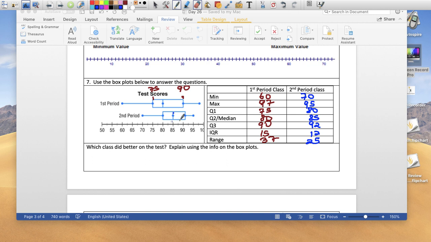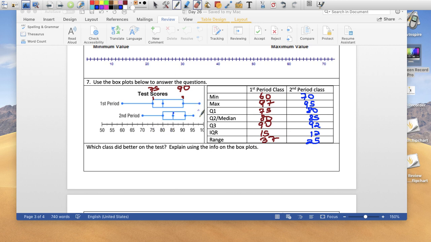Okay, so we have the IQR. 50% is more here, on the second period class. So we had a bigger percentage with grades between 85 and 90. I'd say period 2 class, right? Their range was a lot less.